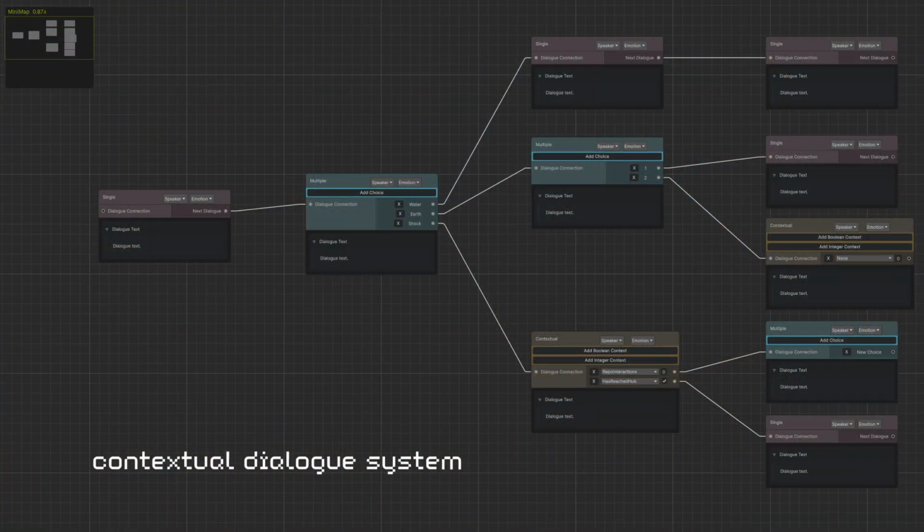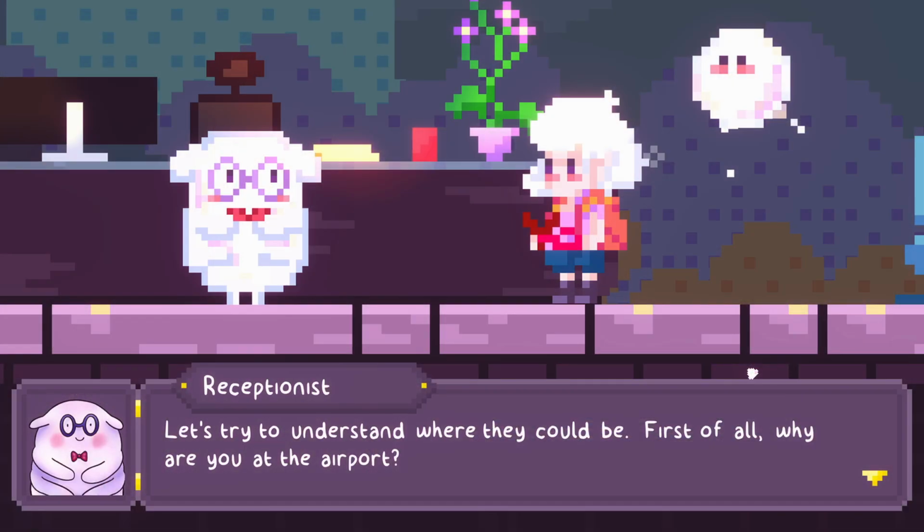First up, the big one. Let's talk about how we are handling dialogue in Heli.os. Our dialogue system is built on a custom tool that we call the contextual dialogue system, or CDS for short. This was originally developed for a previous project called One-Way Ticket, but we have since expanded it and it's now one of the most flexible tools in our development shed.